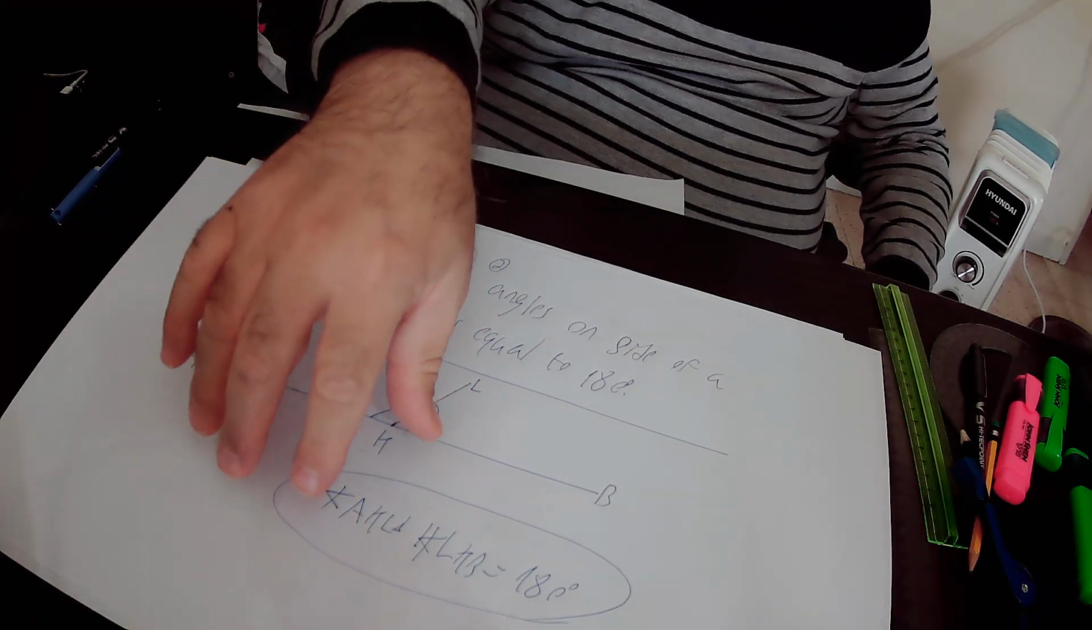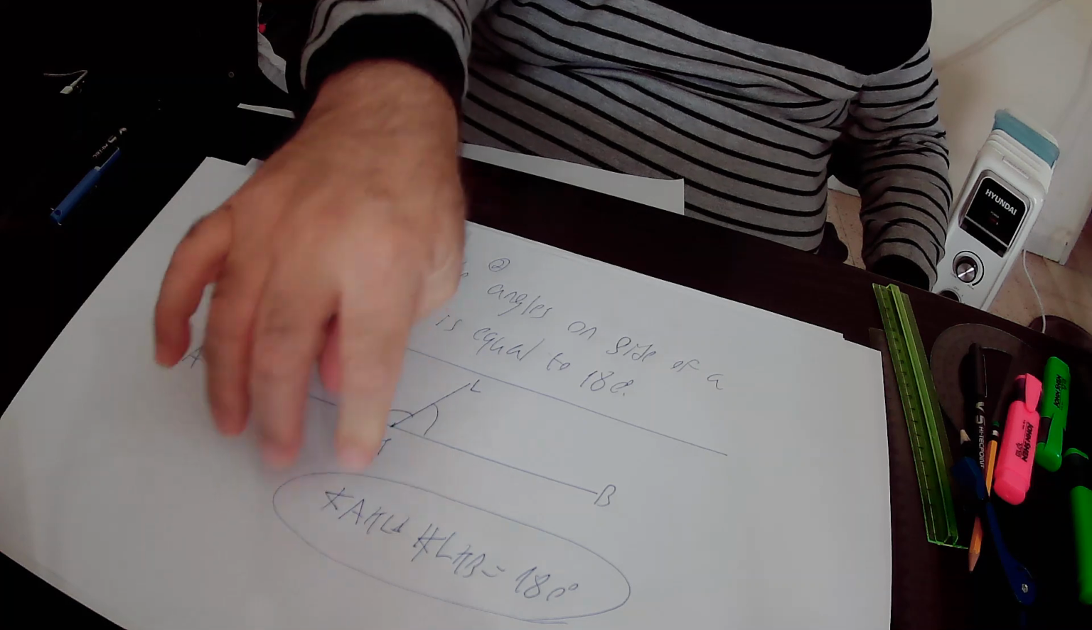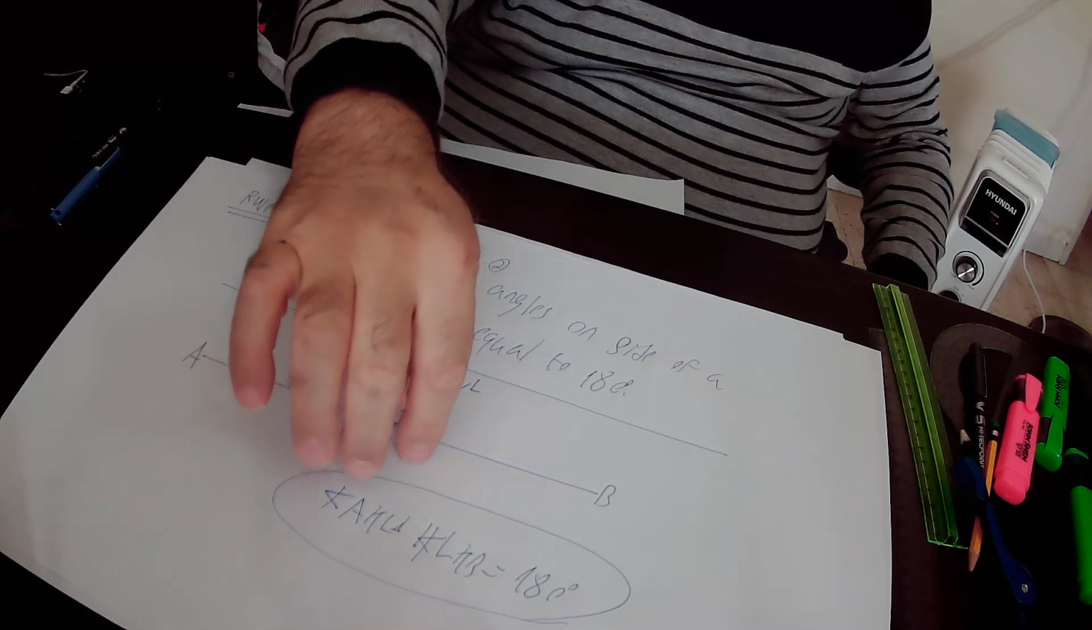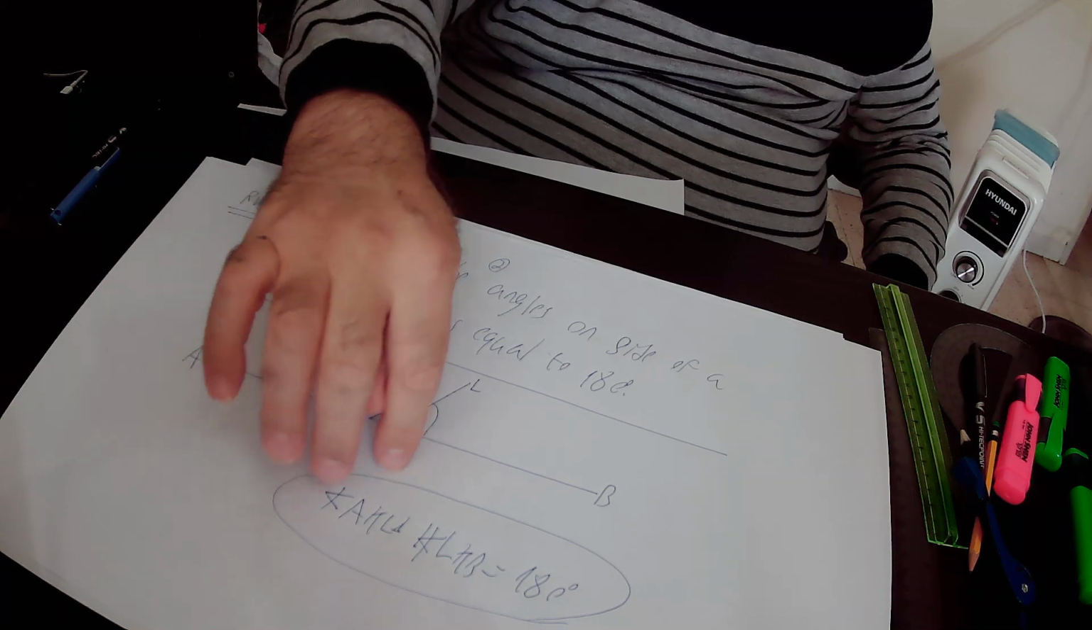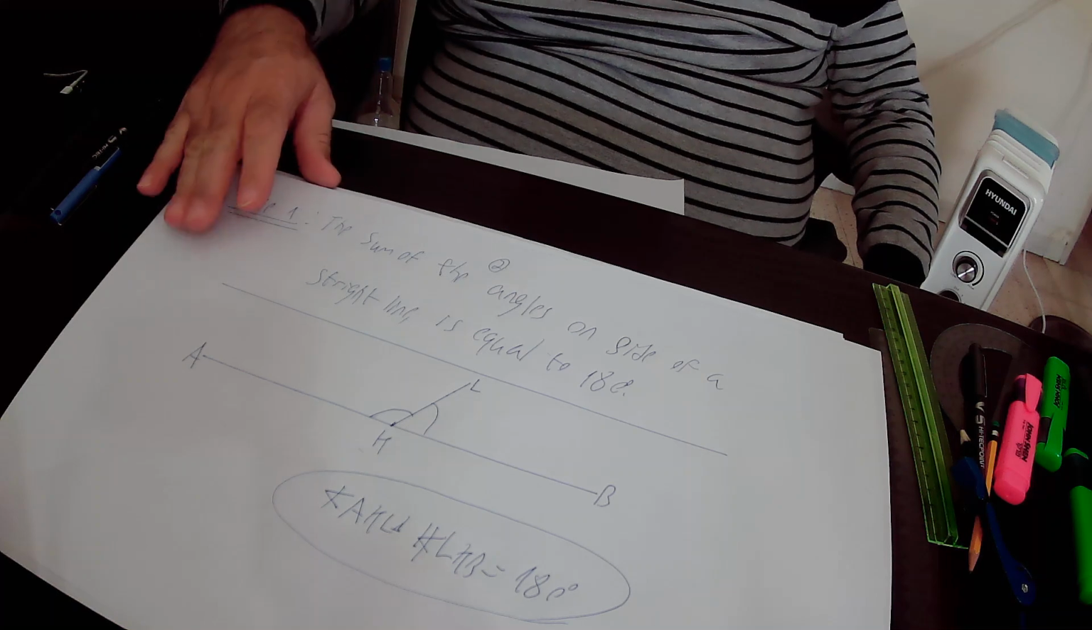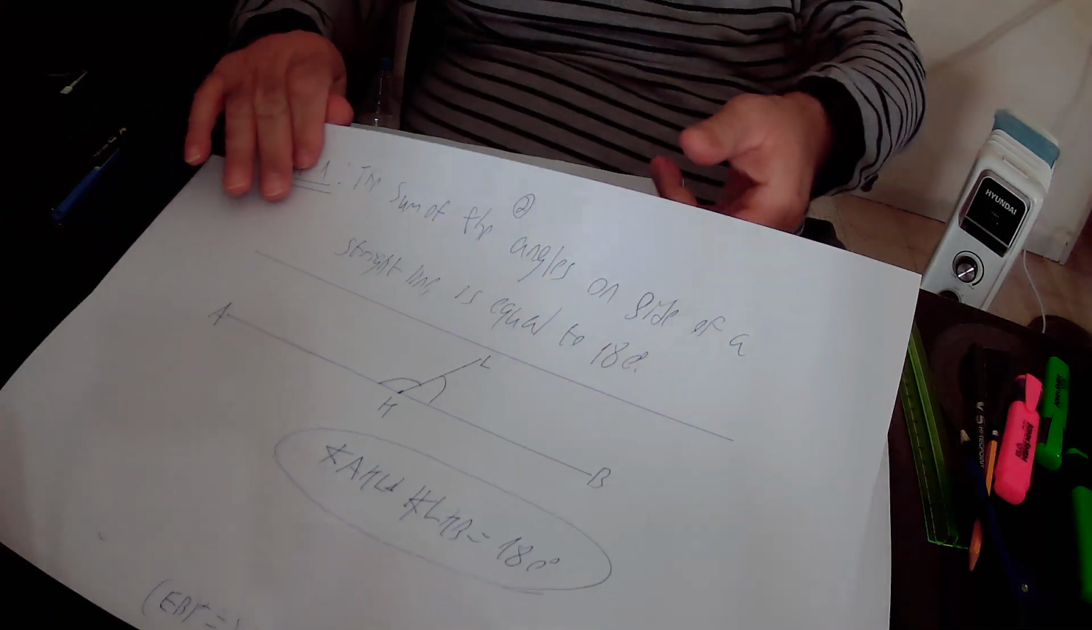So if we focus on the lower side of AB at point K, the sum of the angles must also be equal to 180 degrees. We can implement rule number 1 in our drawing.